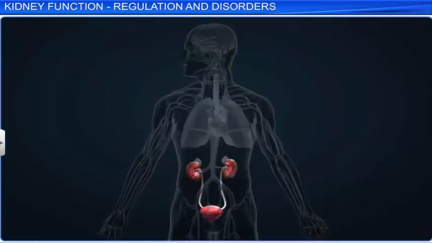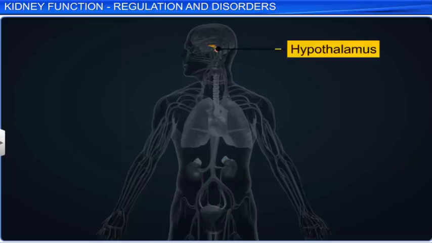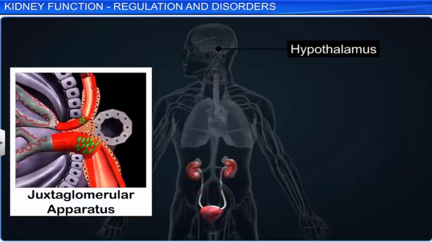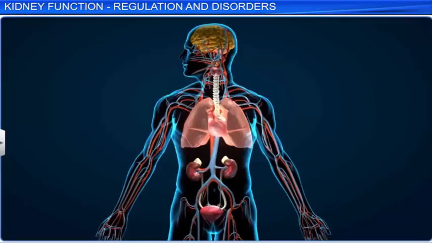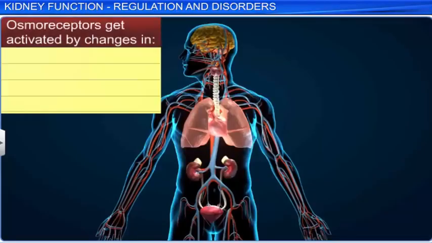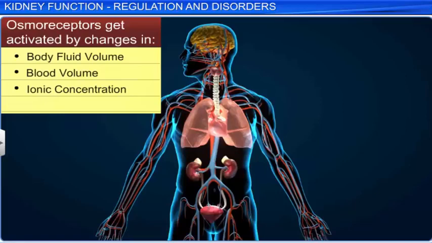Kidney functions are monitored and regulated by the hormonal feedback mechanisms of the hypothalamus, juxtaglomerular apparatus or JGA, and heart. Our body has several osmoreceptors that are activated by changes in the volume of body fluids, volume of blood, and ionic concentration. An osmoreceptor is a sensory receptor that detects changes in osmotic pressure.